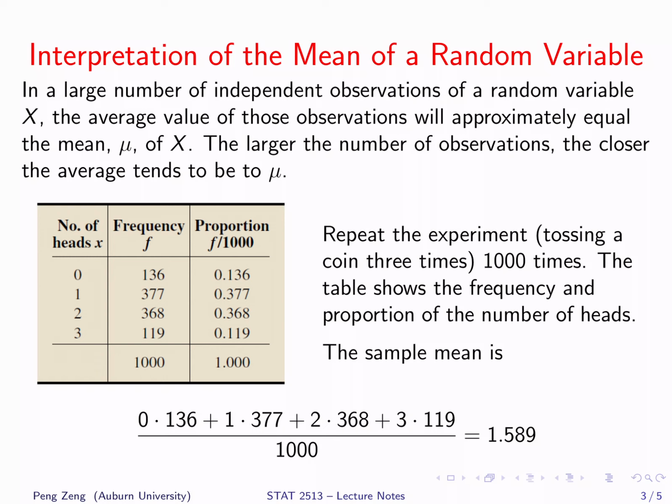The average number of heads is thus the total number of heads divided by 1,000, or 0 times 136 plus 1 times 377 plus 2 times 368 plus 3 times 119, and then divided by 1,000. The average is 1.589, so this sample average is close to 1.5. Recall that the sample mean is an approximation to the mean of a random variable. If we increase 1,000 experiments to 10,000 experiments, the sample mean will be even closer to the mean of x, 1.5.